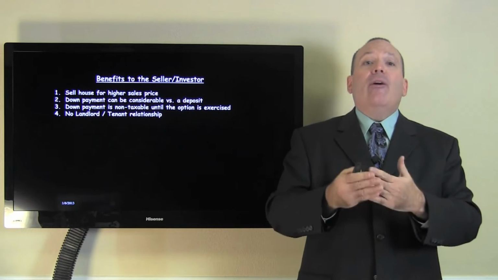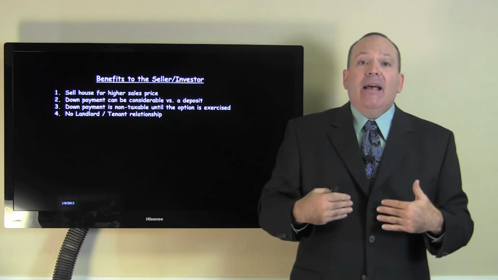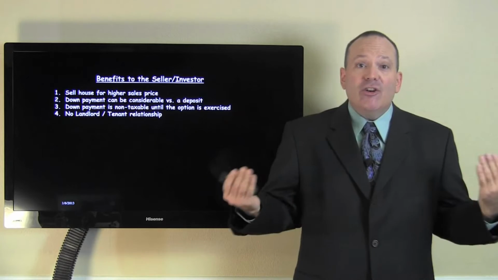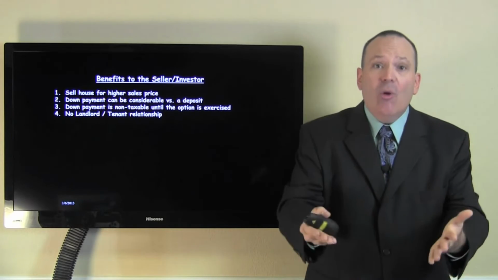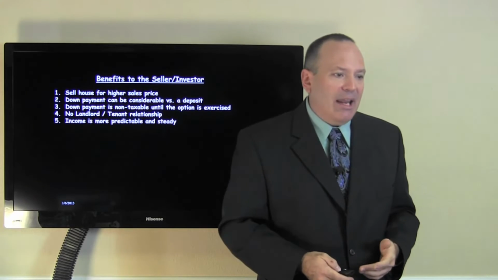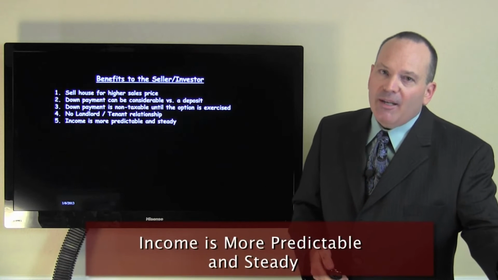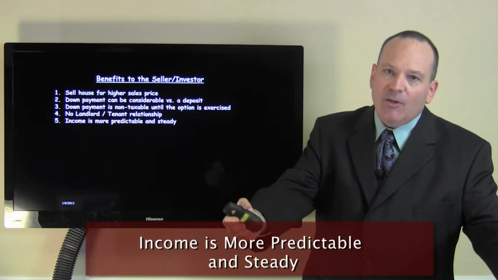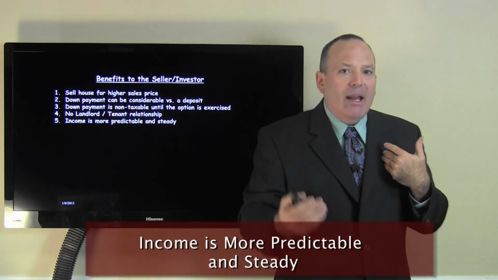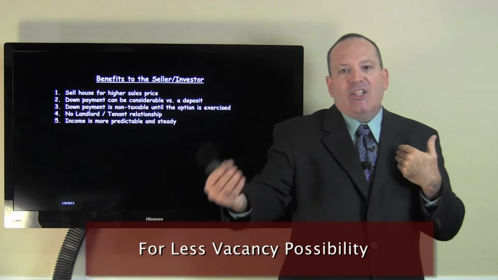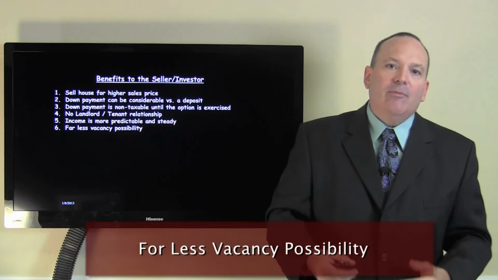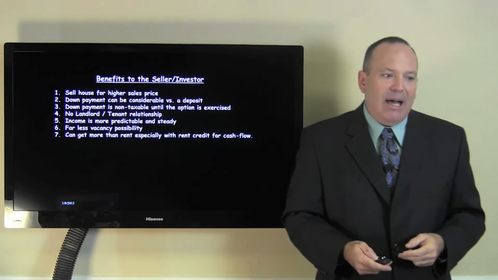In fact, if the tornado rips your roof off and there's an amount of money that has to come out for the deductible on an insurance policy, I'm not paying that. You are, because this is your house. This is not my house. So no landlord-tenant relationship. Income is more predictable and steady. So maybe I'm selling this house because I want the lease income for a long period of time, and I want it to be more predictable, more steady, less chance for eviction or vacancy possibilities because the buyer is putting more down than just 2 months deposit.